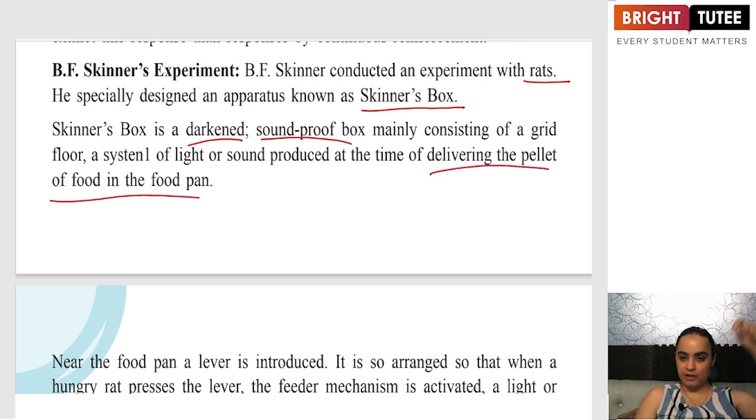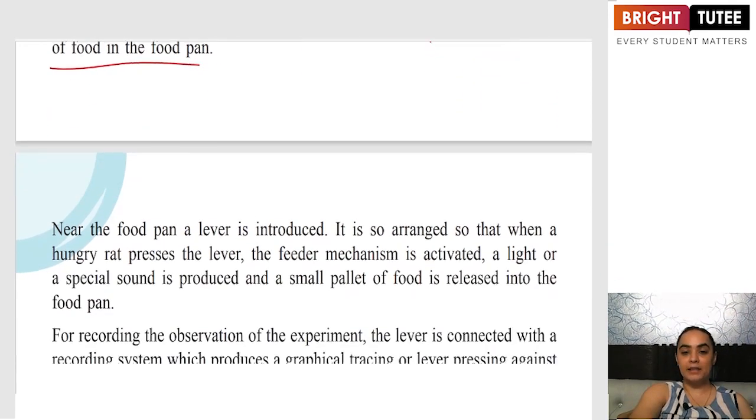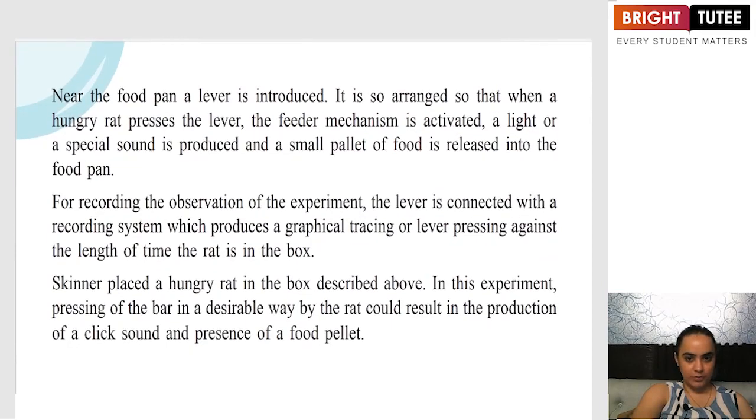I showed you there was a palate through which the food will be delivered and would transfer to the food pan, right? So, when the food was going to be delivered, there is going to be a sound and a light. Now, near the food pan, there was a lever. You all saw that. The lever was arranged in such a manner that when the hungry rat presses the lever, the feeder mechanism is going to get activated.